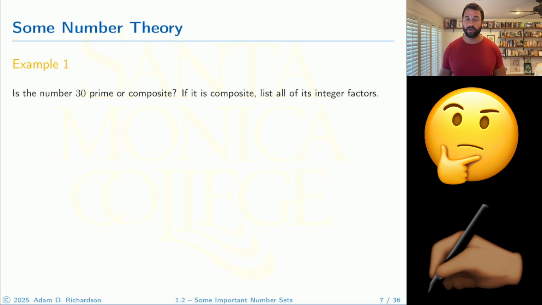Right. Now I want you to try to work it out. So try to factor the number 30, if it's composite. See if you can come up with all of the natural number factors of 30. And then we'll do it together in a moment.